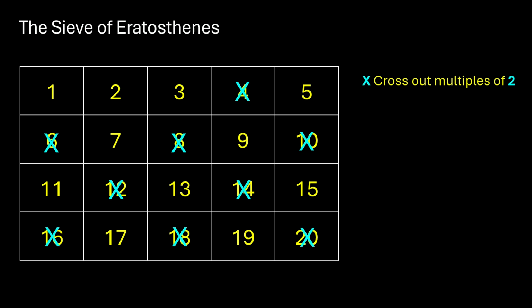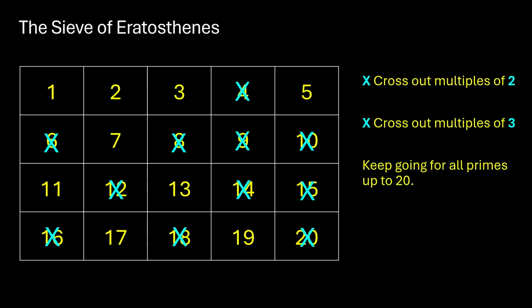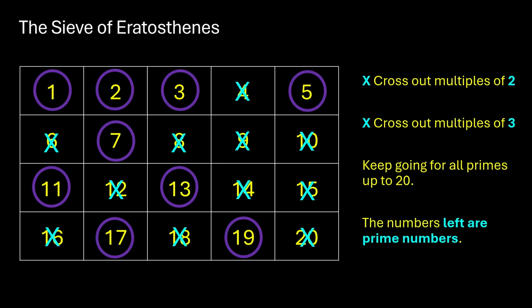Now we cross out all the multiples of 3 which are greater than 3. So in this example we would cross out 6, which has already been crossed out, 9, which now needs to be crossed out, 12, which has been crossed out, 15, which needs to be crossed out, and 18, which has already been crossed out. We'd keep going for all primes up to 20, and this would reveal that the numbers left are the prime numbers.